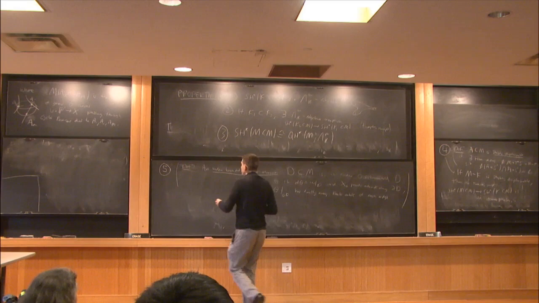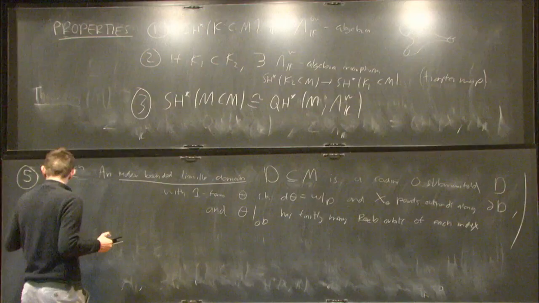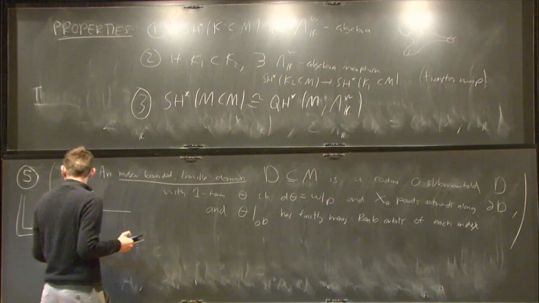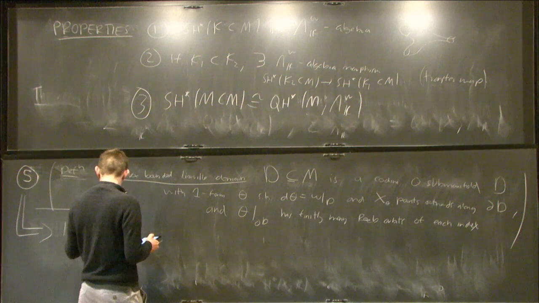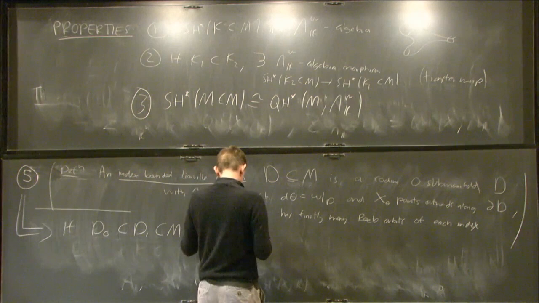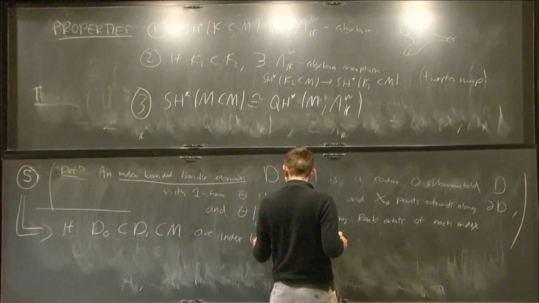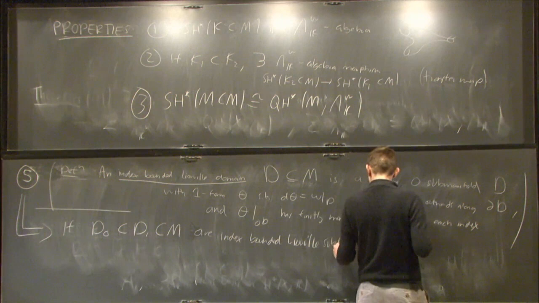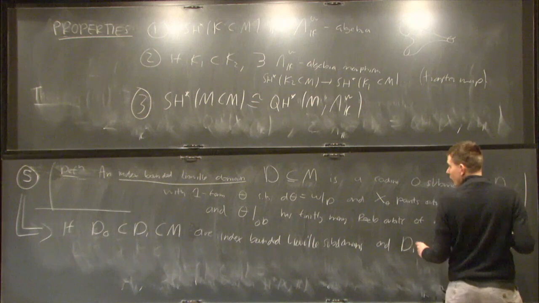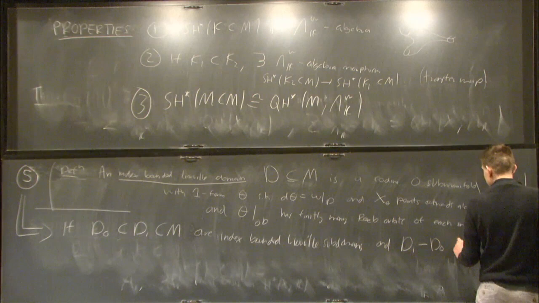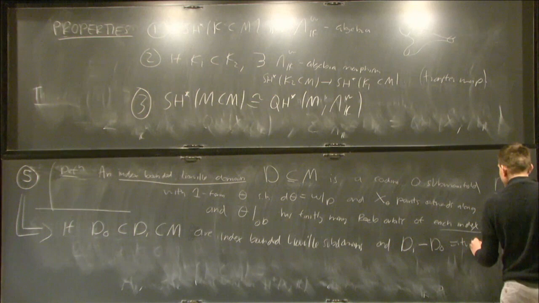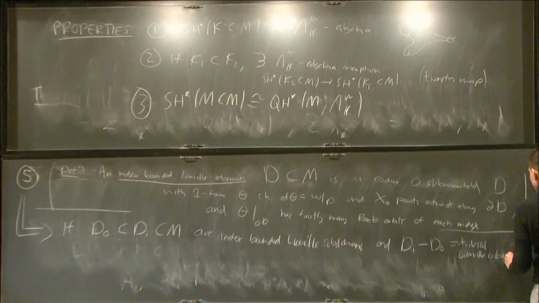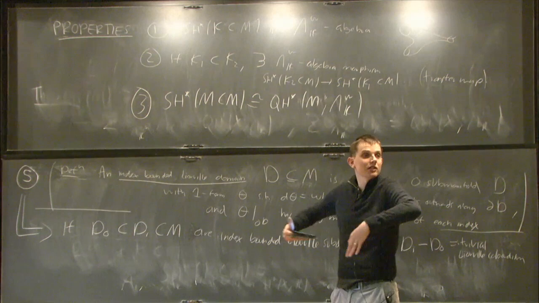Okay, and then what's property 5? So if D0 inside D1 inside M are index bounded Liouville subdomains, and the cobordism between D1 and D0, so this is D1 minus D0, is a trivial Liouville cobordism. I won't define that. You should think of some nice family of index-bounded Liouville domains from D0 to D1.